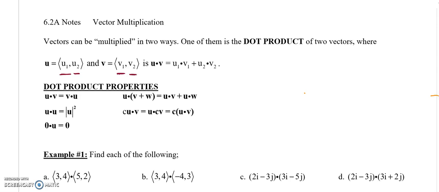Please take a moment, pause the video, and read through the dot product properties. Okay, I'm assuming you have read through these properties, and I want to point out one of them. u times u equals the magnitude of u squared. It should make sense to you if we took the magnitude of u and square rooted u times u.